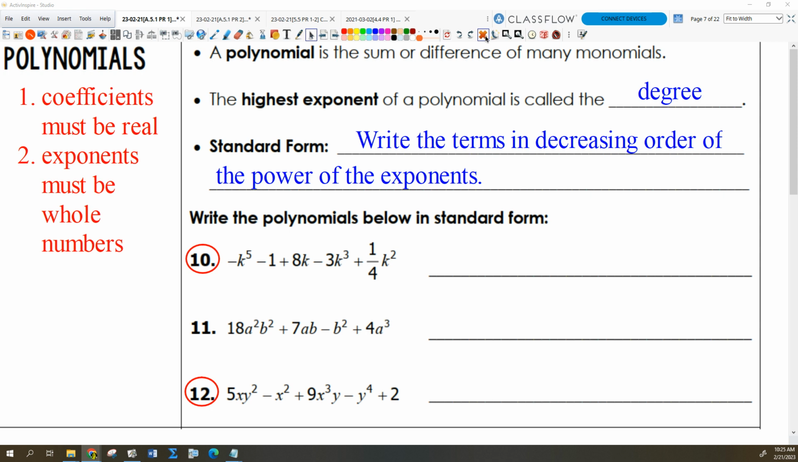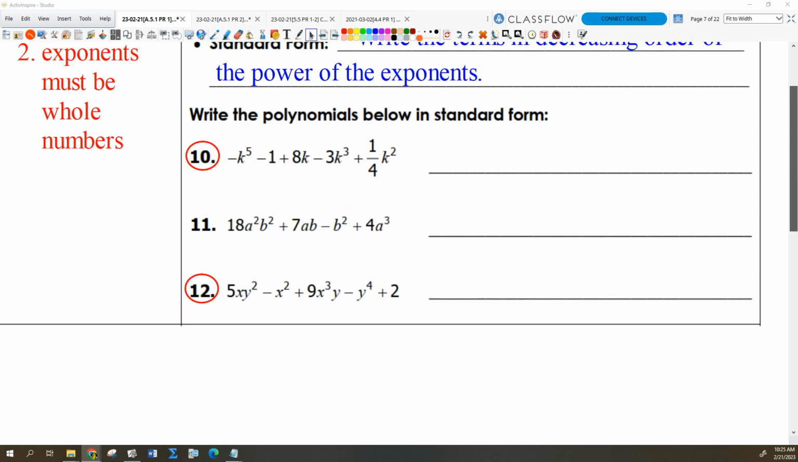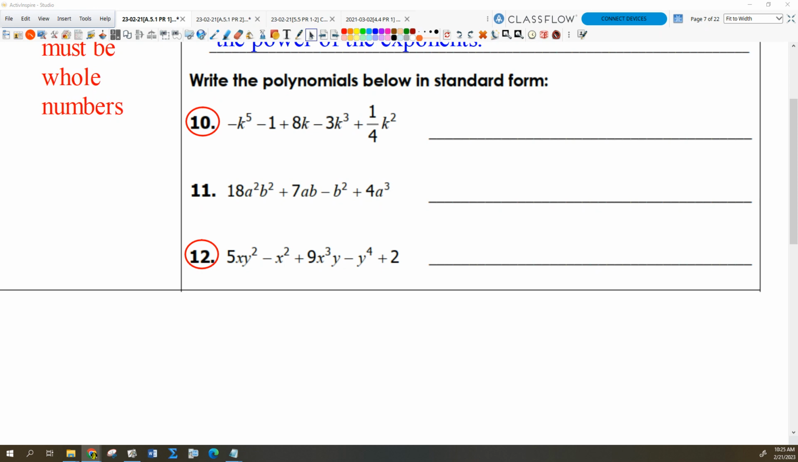Okay, so let's practice putting a couple of these into standard form. In fact, we'll do those two. So what about number 10? Everybody stare at that for a second. Which term would need to go first there, do you think? Andre, what do you think? Okay, you sure? Is there any other bigger power of k there? There you go. So negative k to the fifth. That's how we'd say that. Negative k to the fifth.